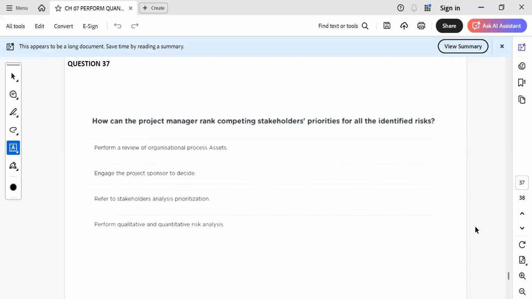Why? Both of you discuss. Because it is asking about ranking the competing stakeholder priorities. So first I will do the qualitative one. Stakeholder analysis prioritization, what does it mean? When we do the stakeholder analysis, we do it to identify the stakeholder authority, their impact, their influence and their interest.